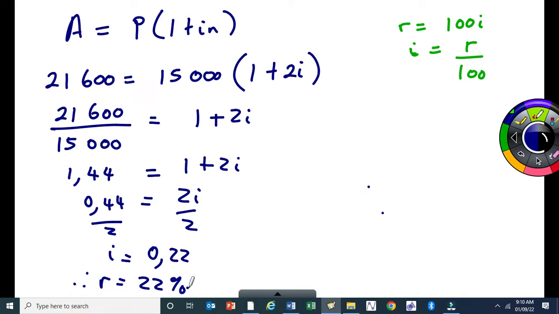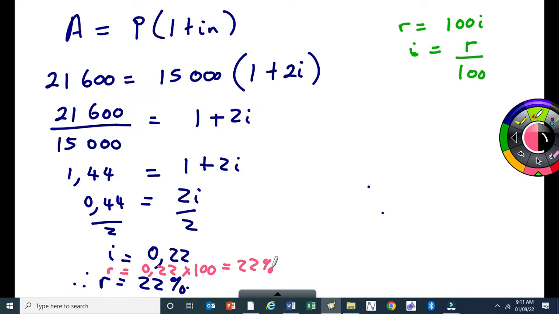So you might write it like this: R is equal to 0.22 times 100, then you get 22%. Please be aware that once you multiply the 0.22 by 100, it's no longer I, but it's now R. The moment you multiply the interest rate as a decimal by 100, it's no longer I. It's now R.